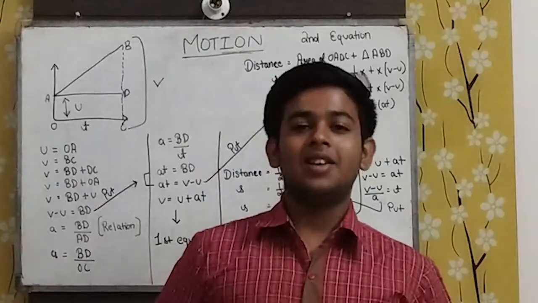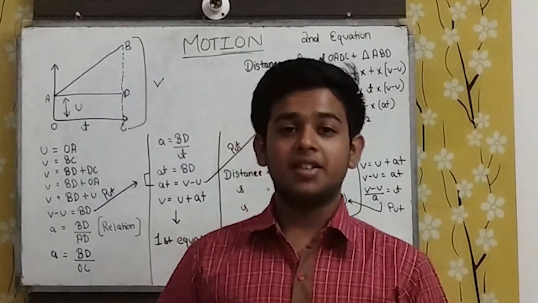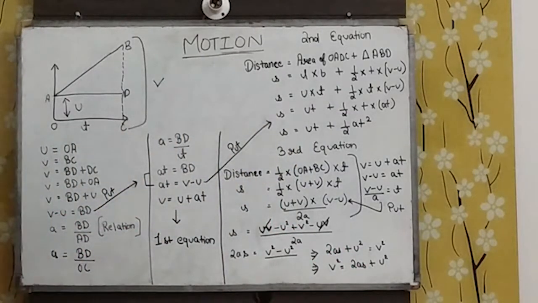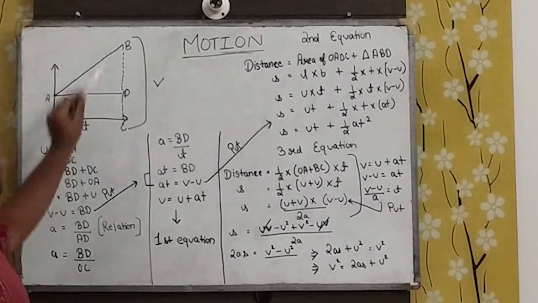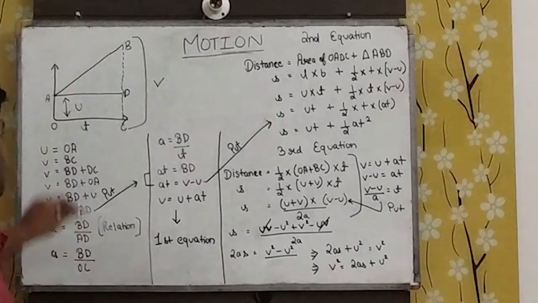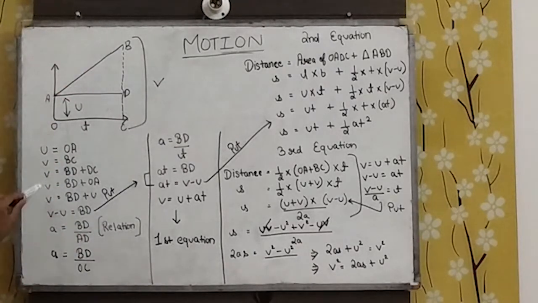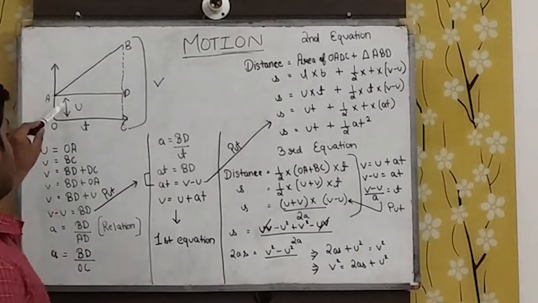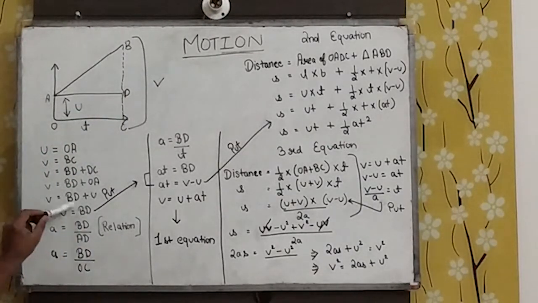Let's derive the first equation of motion. In this case, we'll take the graph of a uniformly accelerated car. The car initially starts from here and ends here. So the initial velocity of the car will be OA. Final velocity of the car will be BC. BC can also be written as BD plus DC. So we'll write V equals to BD plus DC. DC can also be written as OA, which again can be written as U. So V equals to BD plus U.